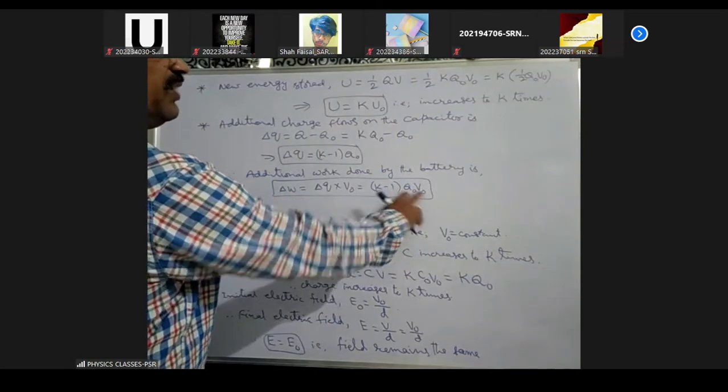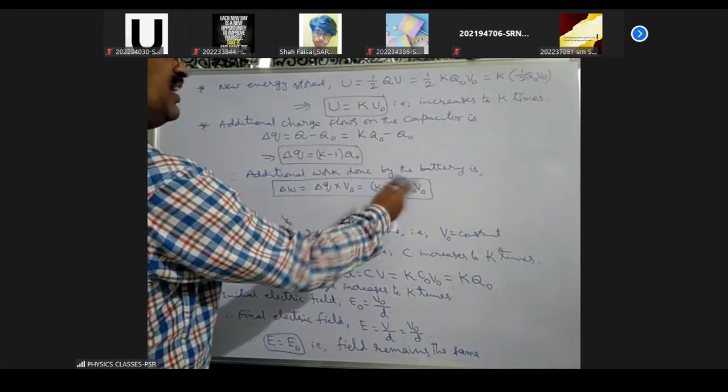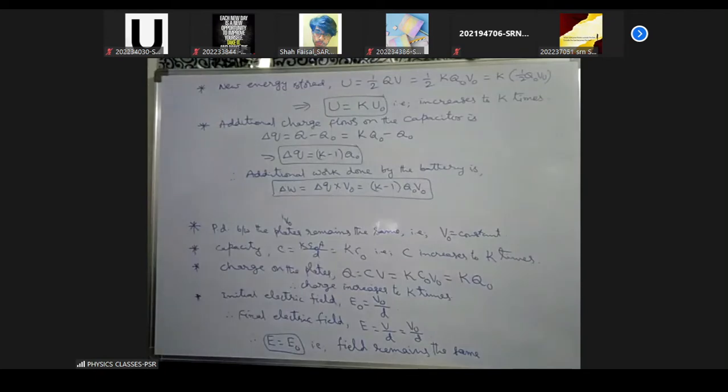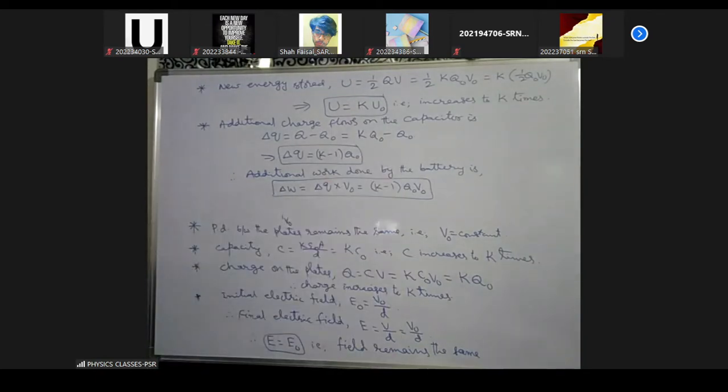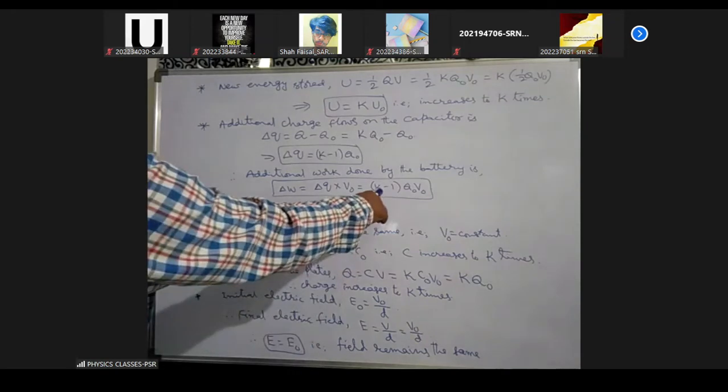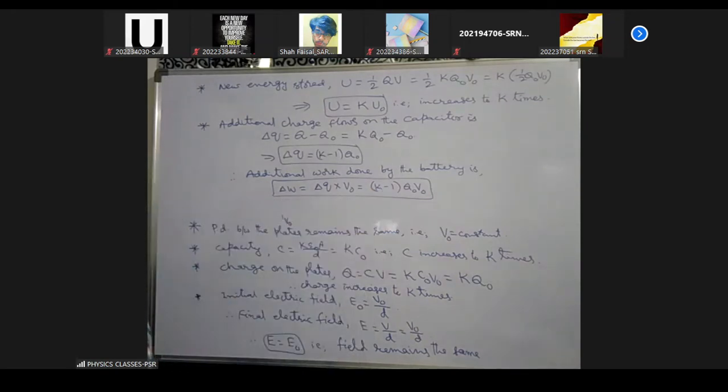In general, work done by the battery into K minus 1 gives additional work done when a dielectric of constant K is filled between the plates. In general, K is more than 1, not less than 1. For air, it is approximately 1. For other dielectric materials, K is always greater than 1.